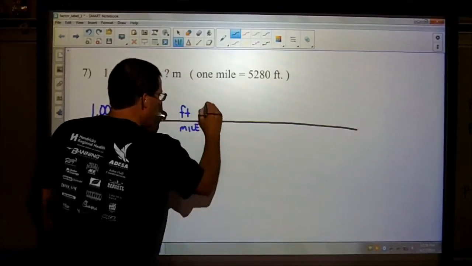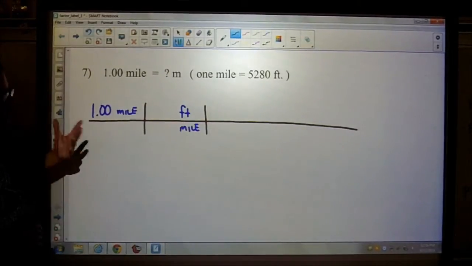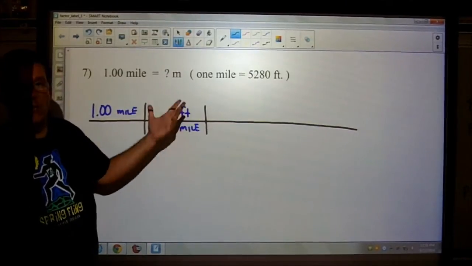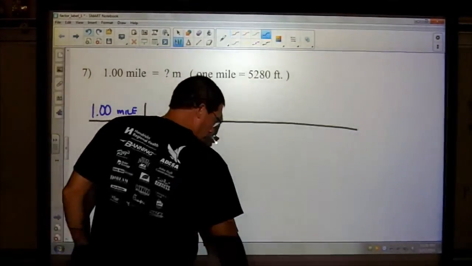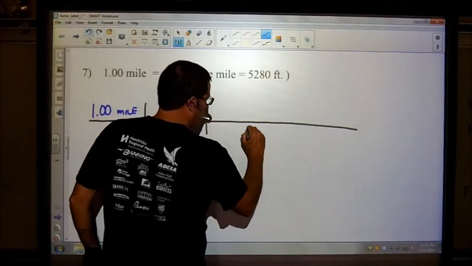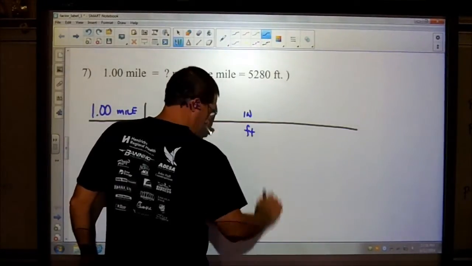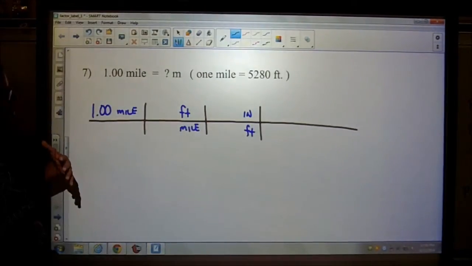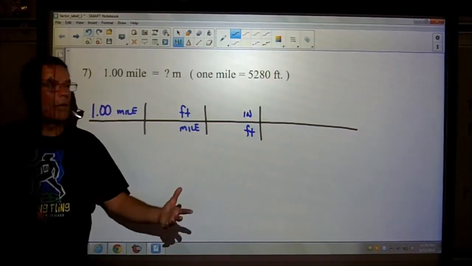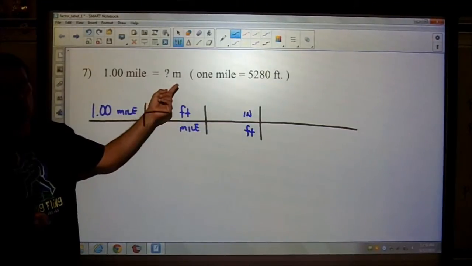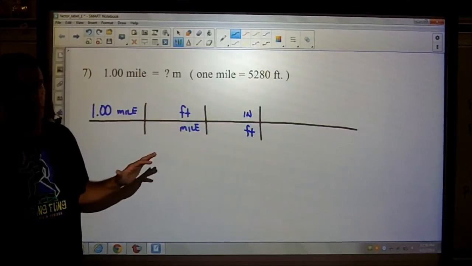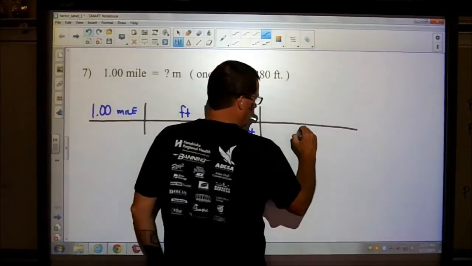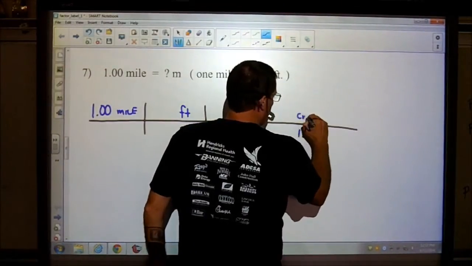Okay. Then what I want to do is I don't have a conversion from feet to meters, but I do have a conversion from feet to inches. So I want to move that unit diagonally to inches. And then I need to use the conversion inches to centimeters because I don't have a conversion from inches to meters, and I don't want you to create one. So we'll go, again, move it diagonally if it's not the unit you're looking for, inches to centimeters.